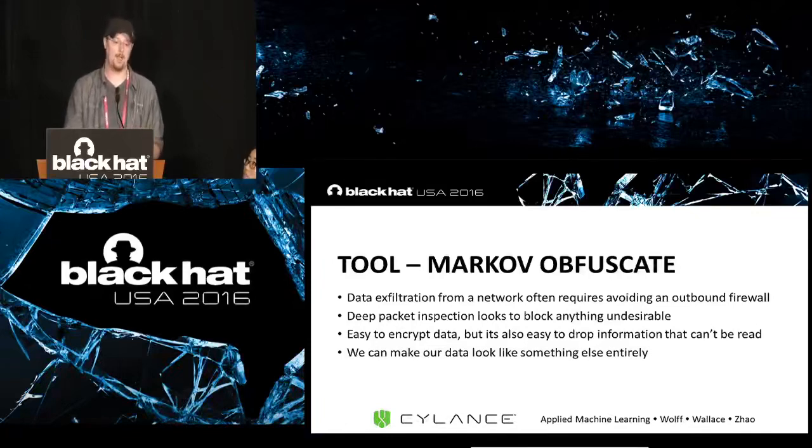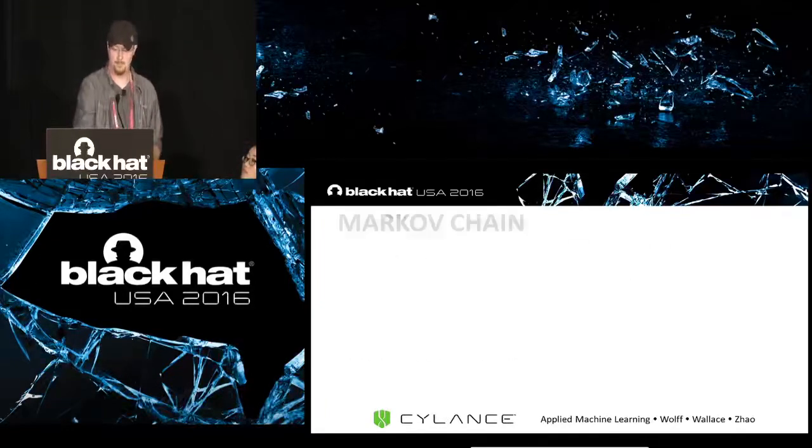So if they see anything they can't figure out or understand, they're just going to drop the packet. I mean, it's easy to encrypt data and show, oh, hey, this is not a credit card, this isn't proprietary information, but if they can't read what it is, they're going to drop it. So the idea is to use Markov chains to make something look like something entirely different.